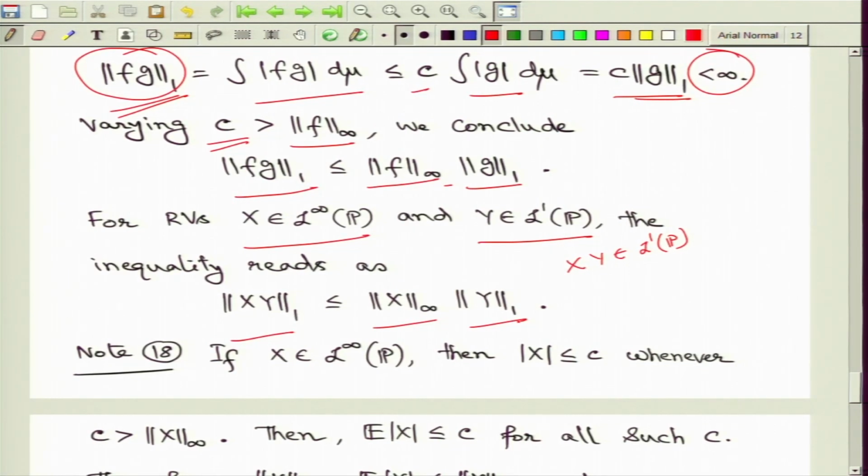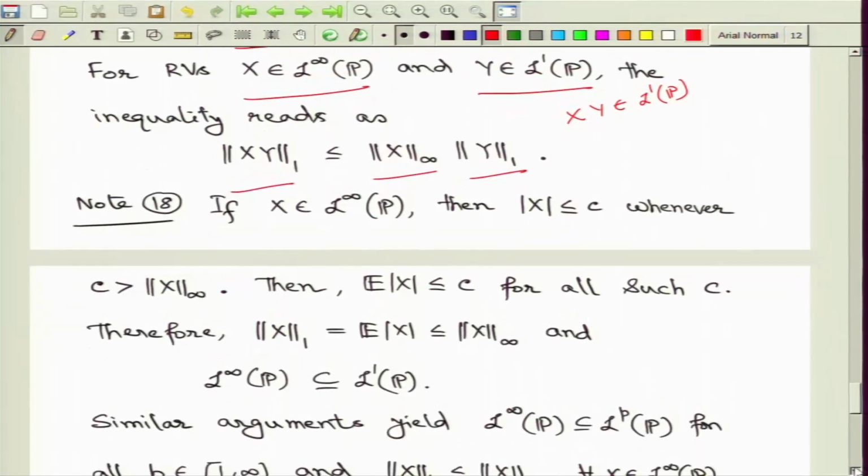A final comment before we stop is this: if x is an L infinity function, then whenever you choose a constant greater than the L infinity norm, you will have that mod of x is less than or equal to that constant. Strictly speaking, we can put the term almost surely here, but for all practical purposes when we are looking at the integration of x or mod of x, this is the bound which we refer to. Now, here we immediately end up having the fact that the expected value of mod of x is again less than or equal to this constant.